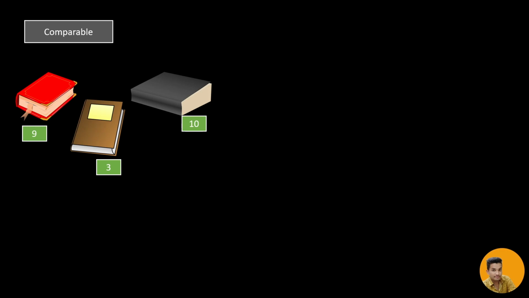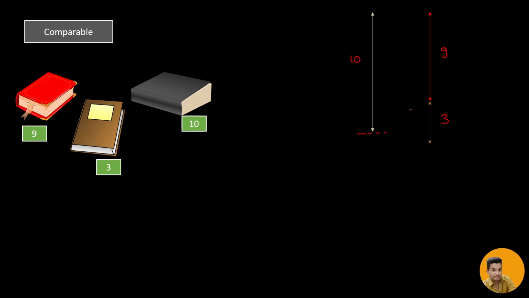Now let's take the comparable case. Here we are given books of comparable size, and let's see what happens. We start with random. Let's give the first person this 10-hour book and the second person reads the 9-hour book. That is for sure, because we don't want any person to sit idle, so we just give the book we have. So we give the 3-hour book.